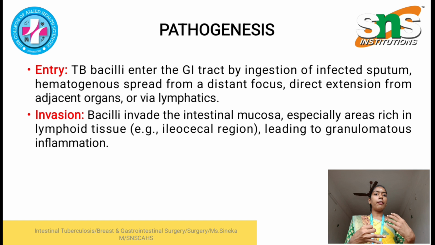If the patient has a trauma or cut injury, the bacilli can enter through it, or it will spread from pulmonary tuberculosis via hematogenous spread, reach the intestine and cause intestinal tuberculosis, and it also spreads through lymphatics. Next step is invasion. Once the bacteria enter, they invade the intestinal mucosa, especially lymphoid tissue, leading to granulomatous inflammation.